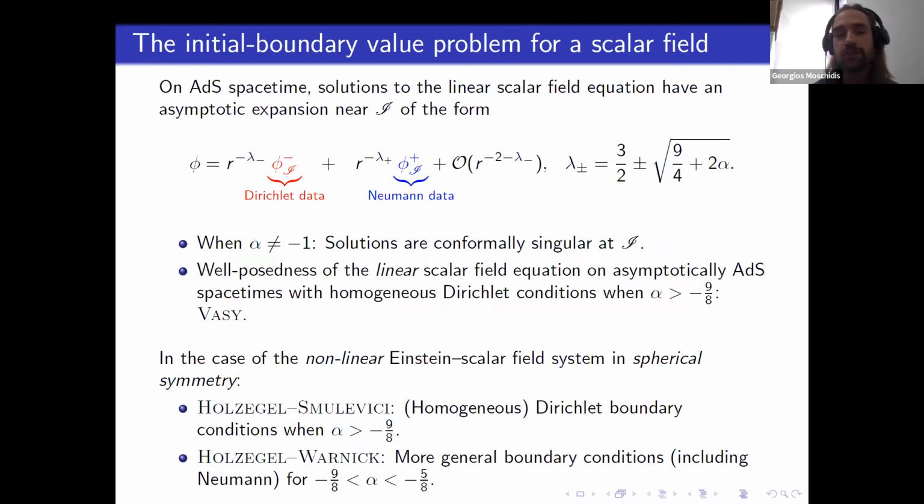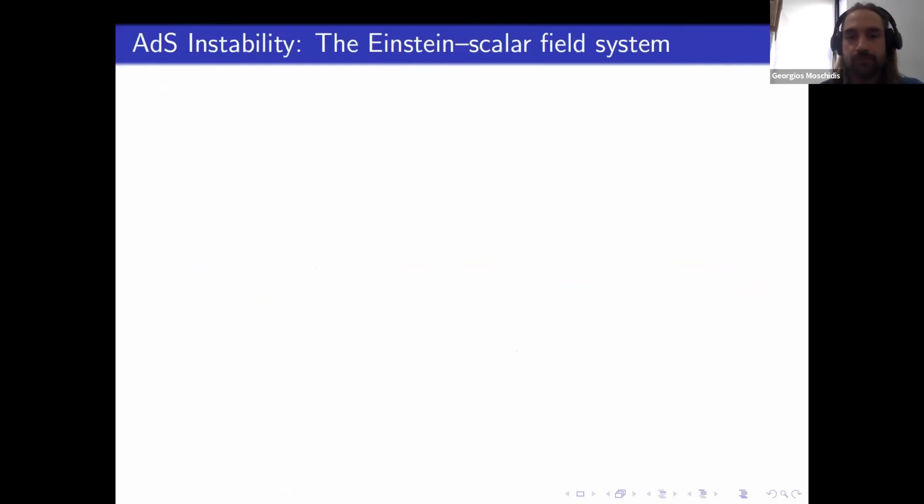Okay, so for the rest of this talk, we're going to look at the case when alpha is exactly equal to -1. So when we're at the conformally regular case. And we're going to study both homogeneous Dirichlet boundary conditions and homogeneous Neumann boundary conditions. These will be the two choices of reflecting boundary conditions that we're going to adopt.